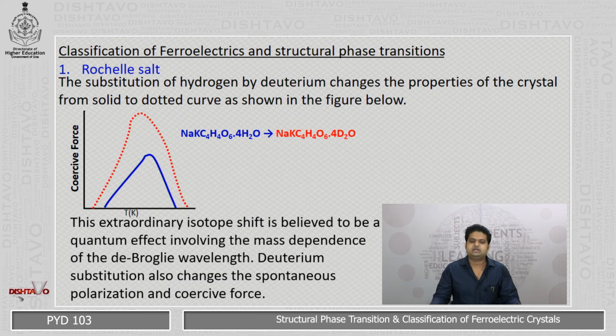And this extraordinary isotope shift is believed to be the quantum effect involving the mass dependence of the de Broglie wavelength. Deuterium substitution also changes the spontaneous polarization and the coercive force.